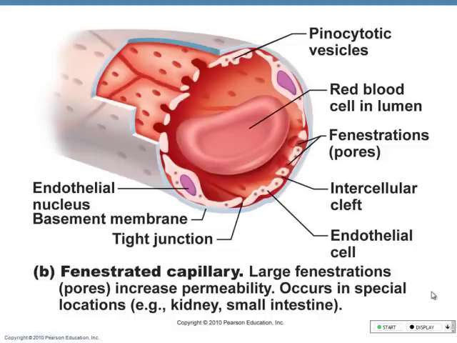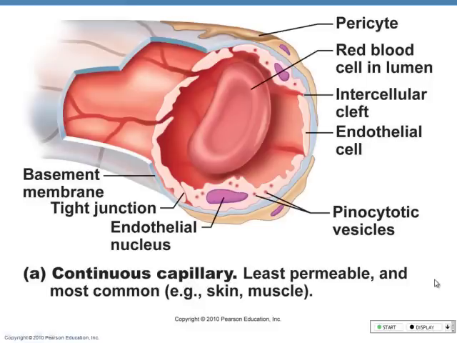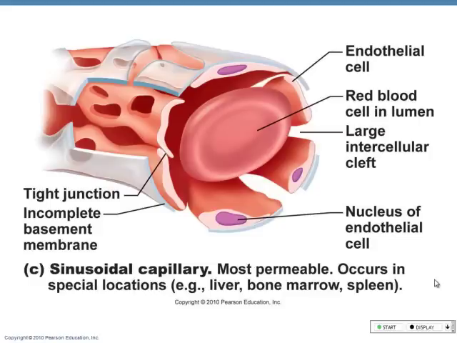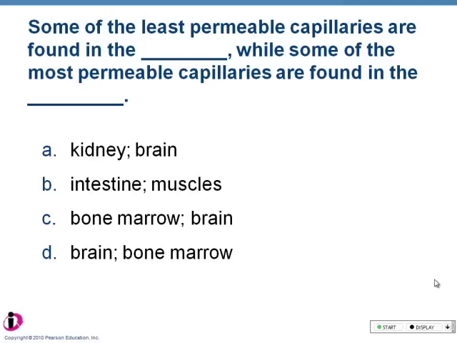All right, just a quick recap. What is that? That is a capillary, a fenestrated capillary. And what's that? And what's that? Very good. Now, here's your first clicker question.